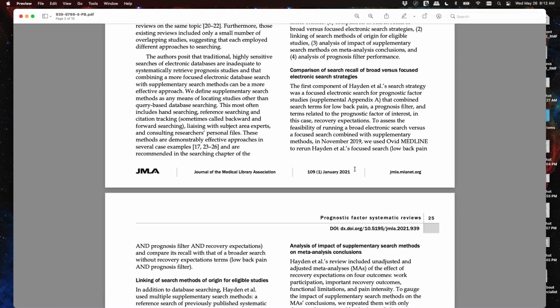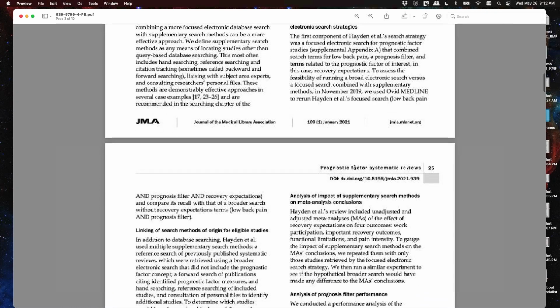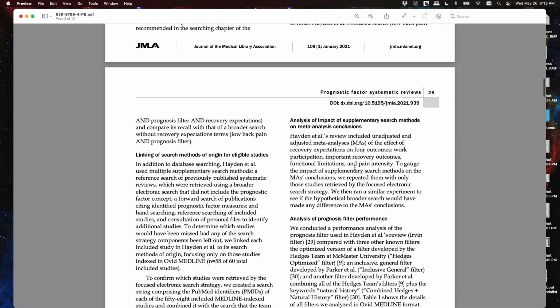And this is the narrow search, so the focused search, and they compare it with the recall of a broader search. This broader search is just made up of the first 2 search blocks, so low back pain and the prognosis filter, without the recovery expectations part. So that's the first approach they wanted to investigate.